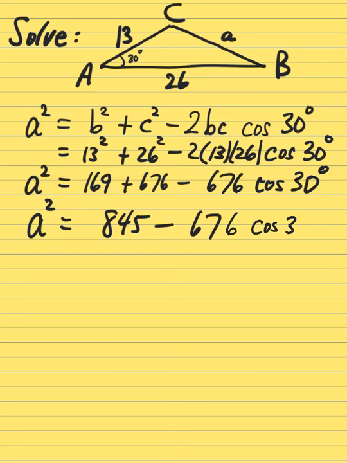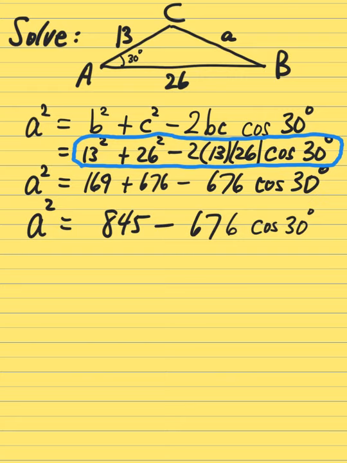So technically, if I hadn't goofed this up halfway through, you could have already typed the entire right side in at this level. You could have typed that in all at once. And feel free to do that on your homework examples. You don't have to drag these out step by step. Okay, 845 minus 676 cosine 30.